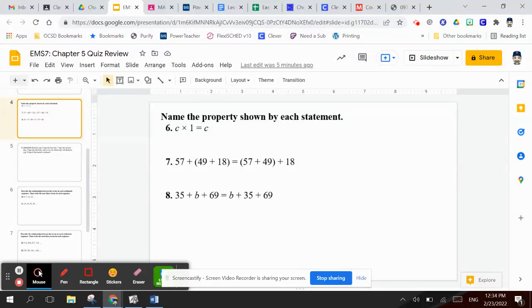So in 6, 7, and 8, we want to name the properties shown by each statement. So number 6 is C times 1 equals C. So anytime we multiply any number by 1 or add 0, that is the identity.